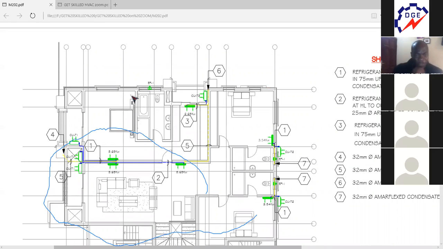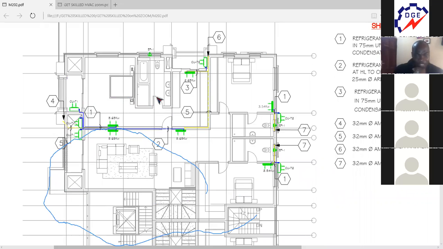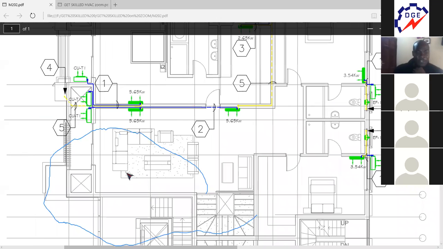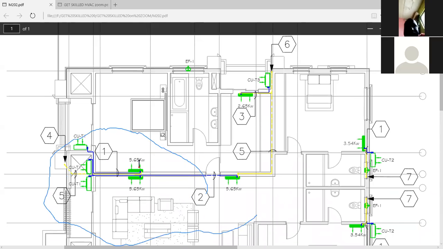So I'm going to take this room, for example. This is a bed space. It has the toilet area around here, the entrance to the toilet. It's one of the rooms in the flat. So basically, if you can see from the design, there's a specification already. There's a specification of the size of air conditioning, which is this. I hope you can see it. This is a 5.65 kilowatt unit.